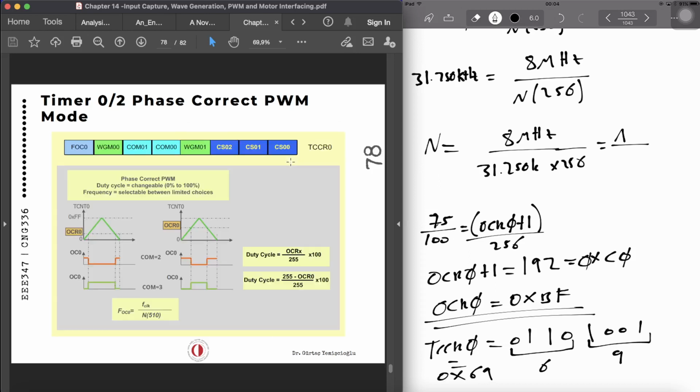And again, with the phase correct PWM, we can have 510. The equations for the duty cycles are given, and we can make the calculations for appropriate operation.